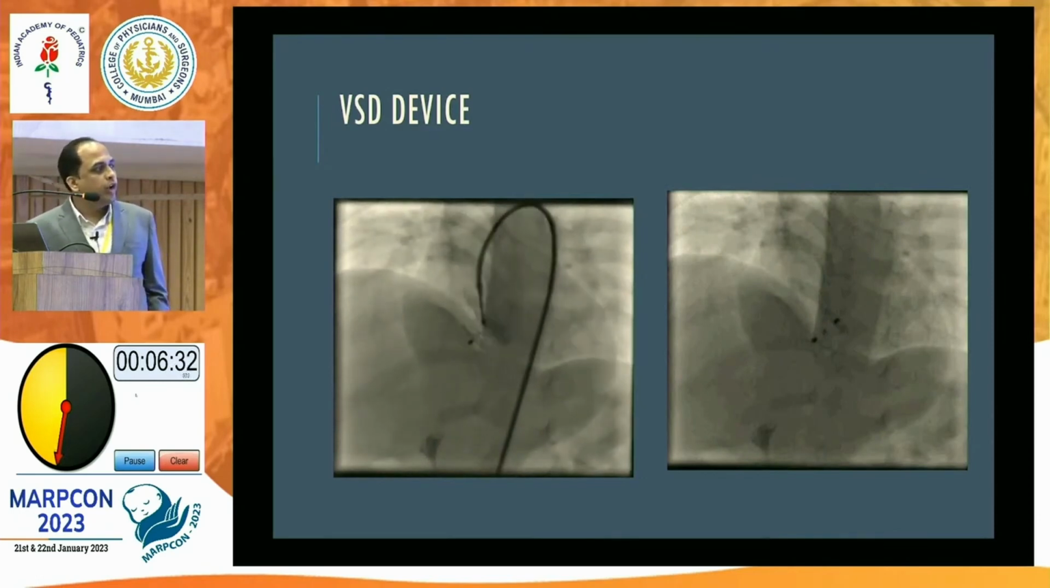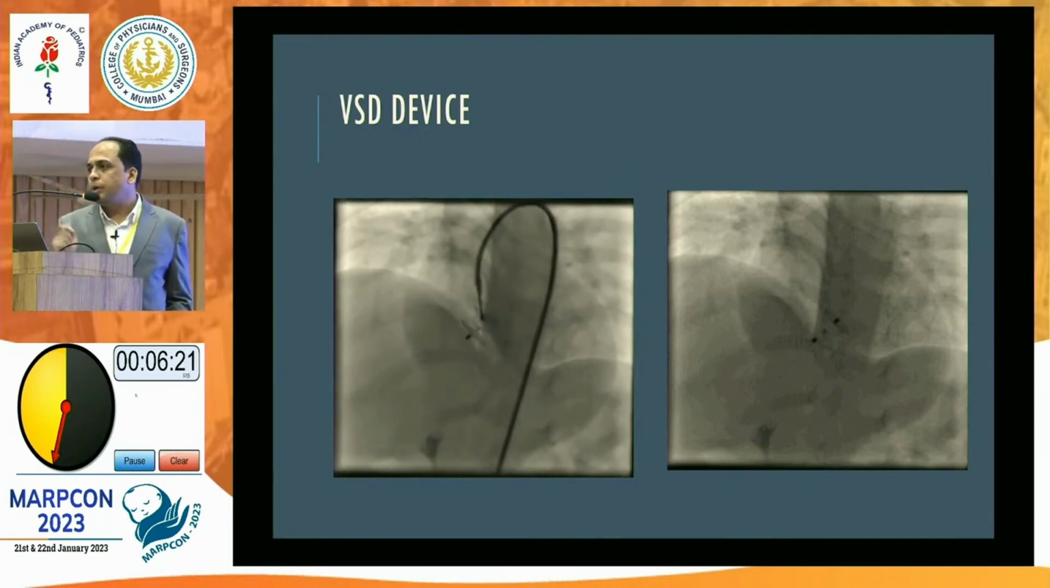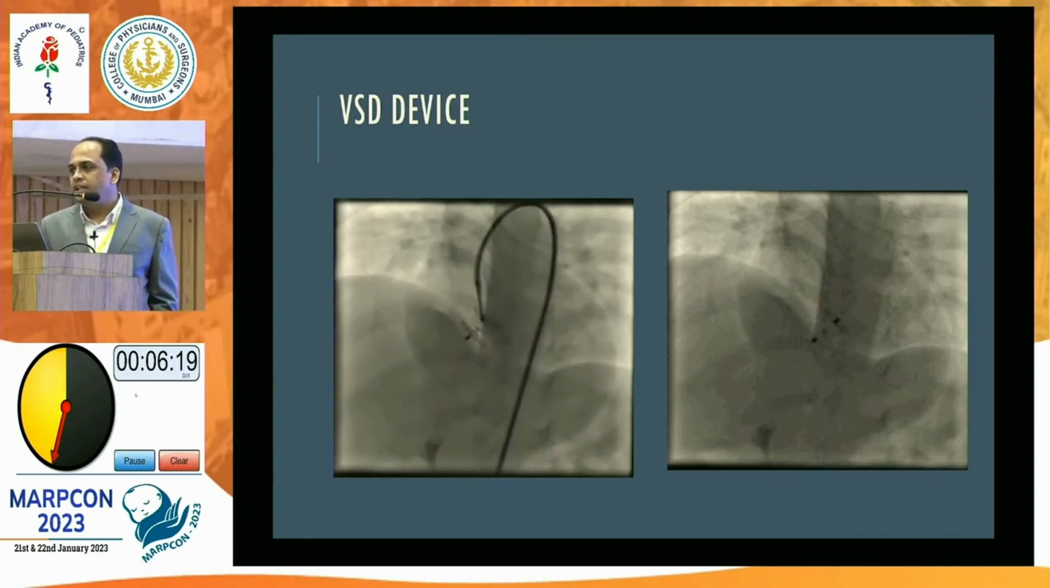In the first angiogram, when we injected the contrast, you were able to see both ventricles. Now you are able to see only the left ventricle. Nothing is coming to the right ventricle. It means the defect has been closed perfectly, and there is no residual lesion after the closure. Only then do we unscrew the cable and remove everything.